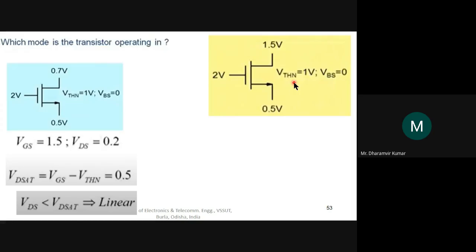Saturation or linear? Saturation. So okay, VDS is 1.5 minus 0.5, that is 1 volt. VDSat is VGS minus VT, that is 1.5 minus 1, 0.5. So this is which one? Linear or saturation? Saturation. So this is saturation. Okay. Other students, is it clear?